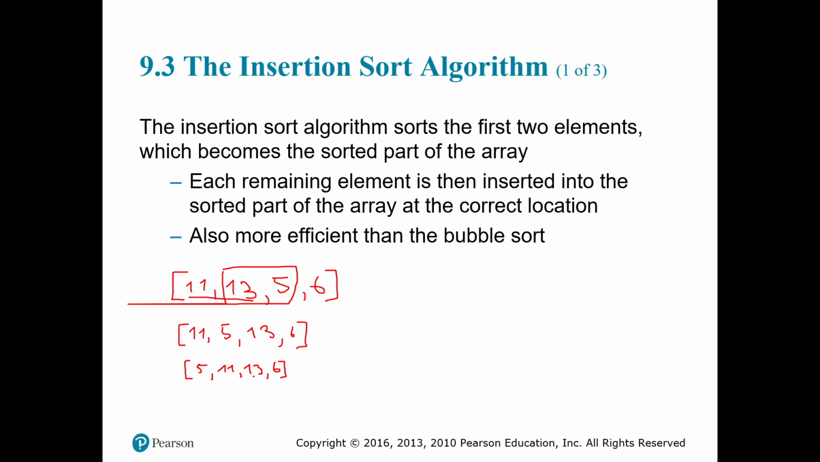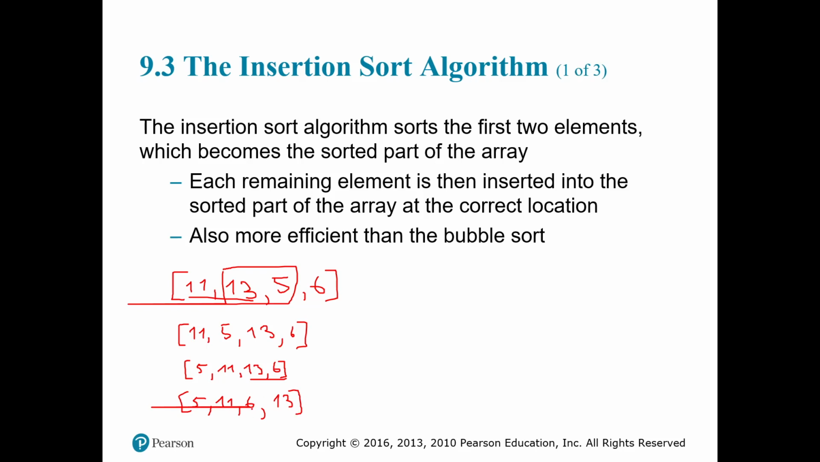Now let's look at the 2 elements 13 and 6 right here. 13 and 6. Are those sorted? No. 6 should not be on the right side of 13 because 6 is not greater than 13. Alright, let's put it on the left then. 5, 11, 6, 13. Is our array sorted now?